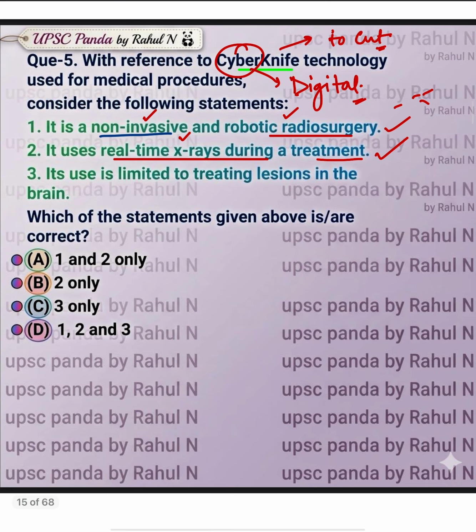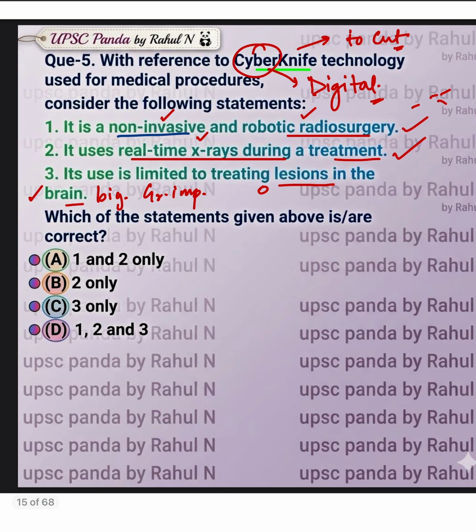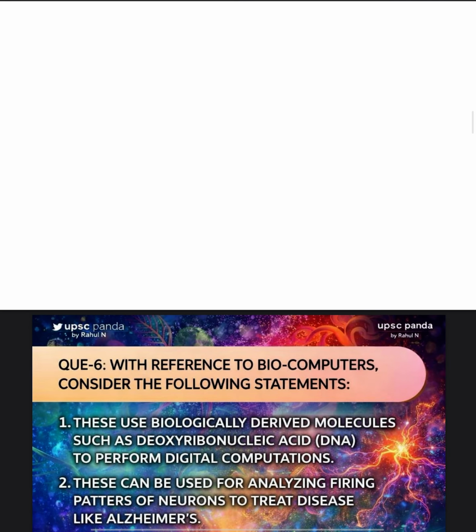It is limited to treating lesions in the brain. Lesions means some tumor and all. So cyber knife technology means the brain is something big, of great importance. If something can work at the brain level, at that critical level, why can't it work in other organs? Who can deny? And even to start with, the brain is not the primary consideration for any technology. So obviously it can be used in other parts also. So this is the wrong statement. The option 1 and 2 is correct. Option A is correct, right answer. Let us move to the next question.